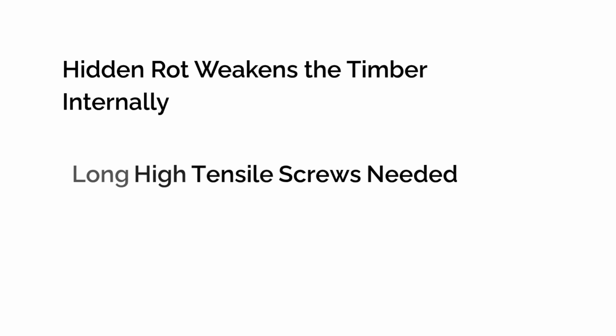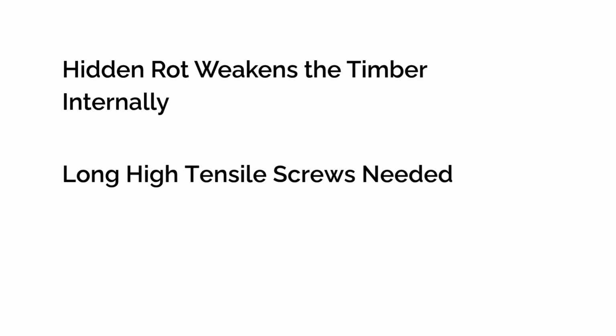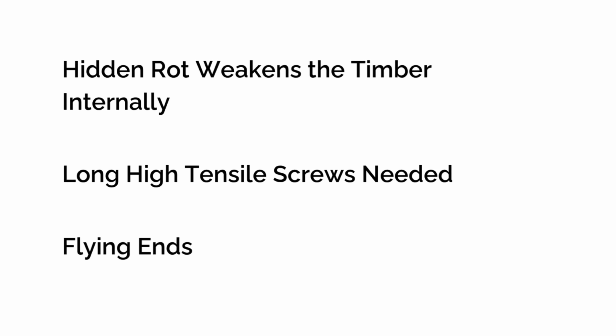You have to use long, high tensile screws to resist the dynamic loads, which tells you how much force is going through that system. Voiding at the ends, known as the flying ends, where the timber overhangs its supporting structure. This creates flex and lifting, especially at the run in and run out of the timber. These voids might only be visible when a train passes and are hard to detect during normal inspection, but they need to be treated. And when it comes to renewal, this is complex.